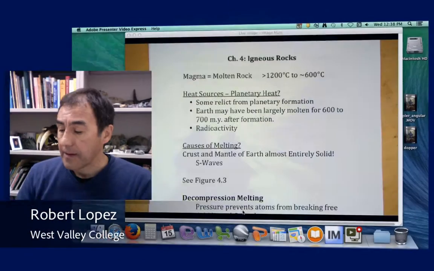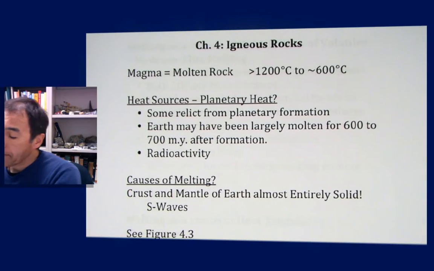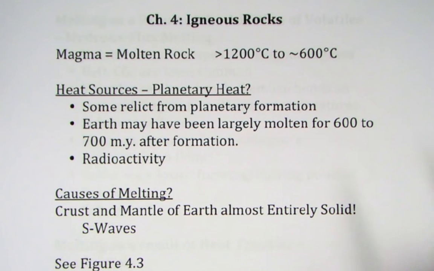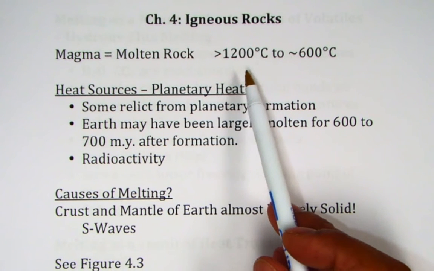I am Robert Lopez. Today I want to start off with Chapter 4, which is Igneous Rocks. And one of the things we should start off with is we know that magma is molten rock, right? And in order to melt common silicate rock, we need temperatures of 1200 to about 600 degrees centigrade. And really those depend on the chemistry of the rock, right?